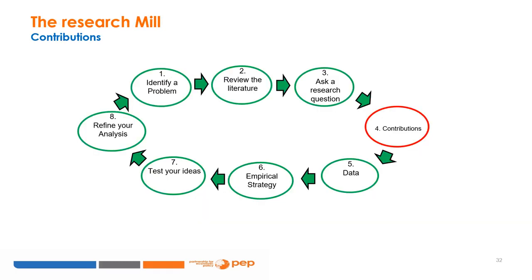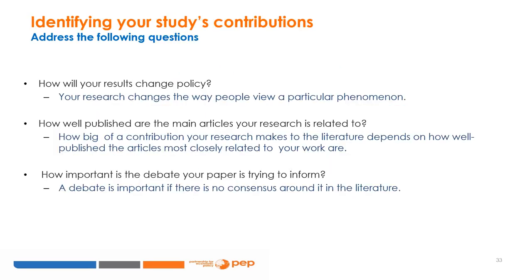The fourth step is to identify the contributions of your study. A research paper's primary objective is to contribute to existing knowledge and change the way people view certain phenomena. Here's one example, gender inequality. Is it something a policy can change? What is it that we still do not know about this phenomenon? The answer to this question is likely to be a good contribution.